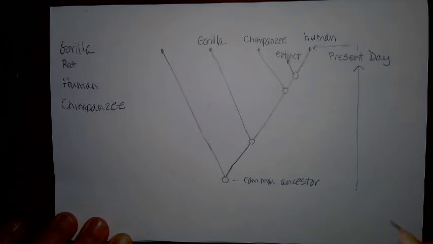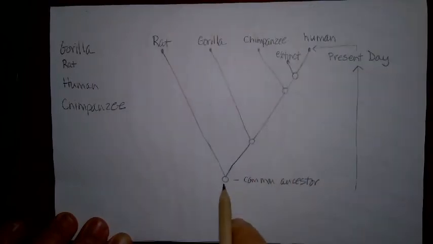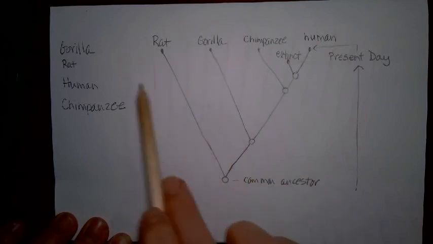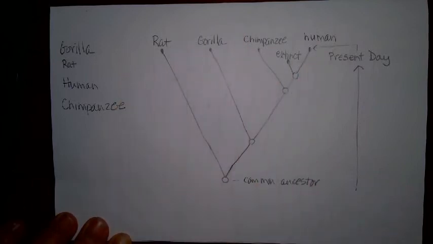Now, the one that we have the least in common with is the rat, and that's because you have to go way further back in time to get our common ancestor. All of us do have a common ancestor. We're all mammals. We all have a 4-chambered heart. We all make milk to feed our young. We give birth to live young. We don't lay eggs. We're warm-blooded.